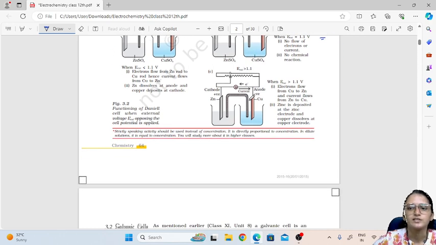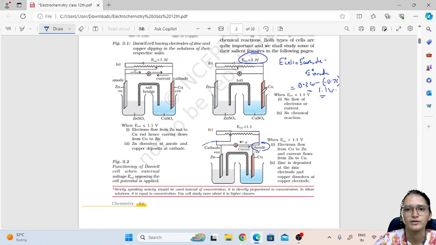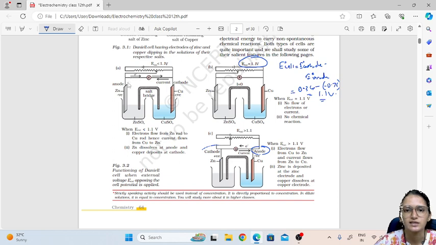And third case, when external potential is more than 1.1 volt, that is the galvanic cell potential. So when external potential is more than 1.1 volt, then you can see that here zinc, now this will act as a cathode and this will act as an anode. Opposite things will happen. Actually, in the first case this is the anode, this is the cathode, right?